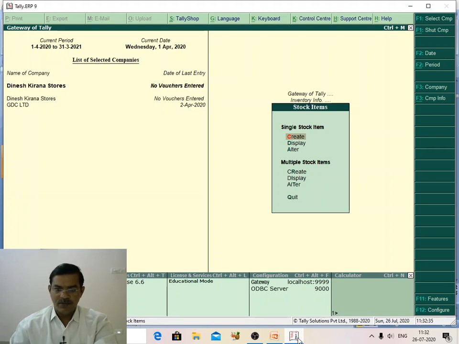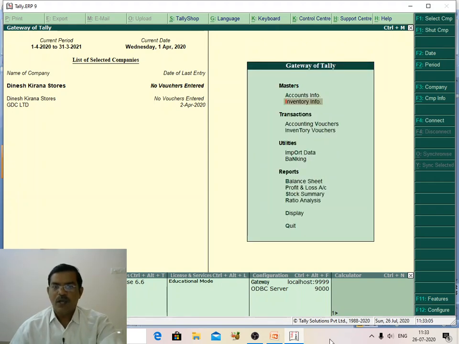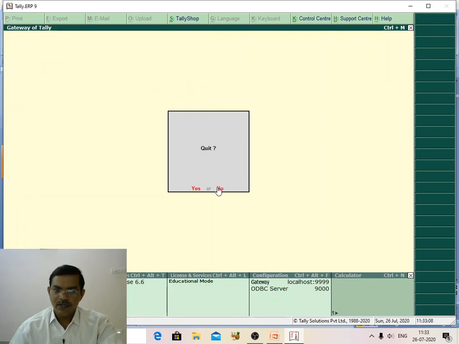For example, Mr. Sunil, we are assuming, purchased 1 liter oil, 2 kilos rice and 5 biscuit packets, chili powder 1, and also black pepper 1. So how can we post the transaction? Before posting the transaction, we have to create some ledger masters.